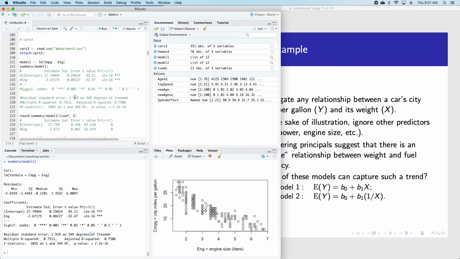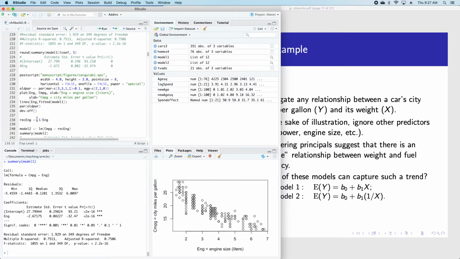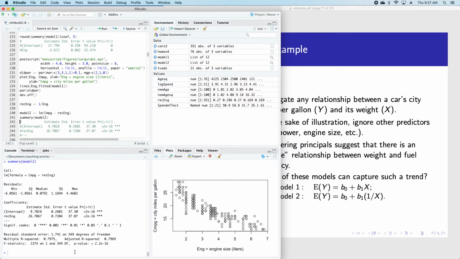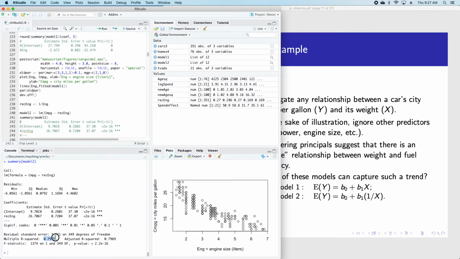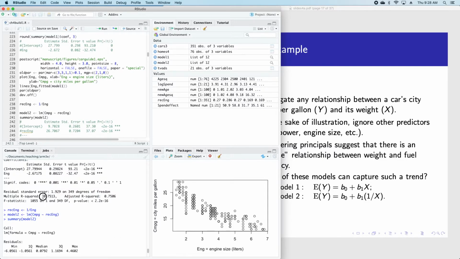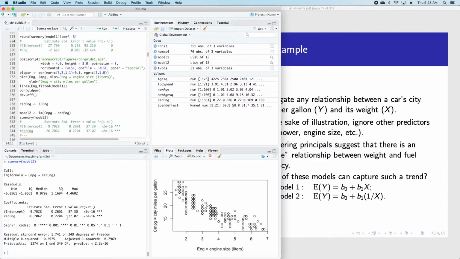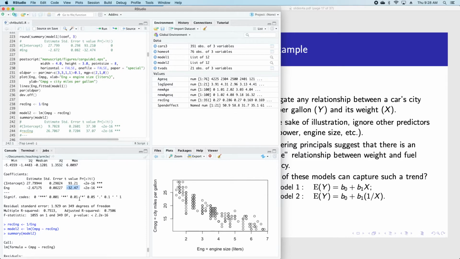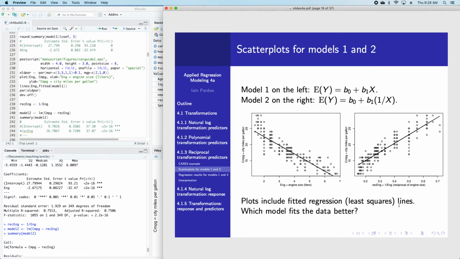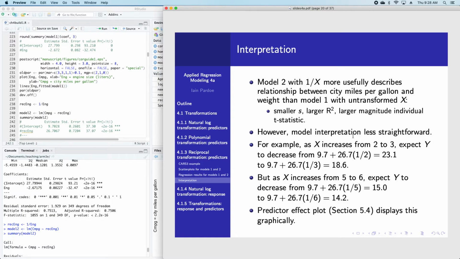Let's see if we can better those by taking the reciprocal of engine size and fitting model 2. So let's look at the regression standard error, 1.741 now. It's lower than before, so that's good. R squared, 0.7975. It's higher than it was before, so that's good. And the t-statistic, 37.07, it has a larger magnitude than it did before, 32.47, so that's good. So from all three perspectives, we could say model 2 is better than model 1.